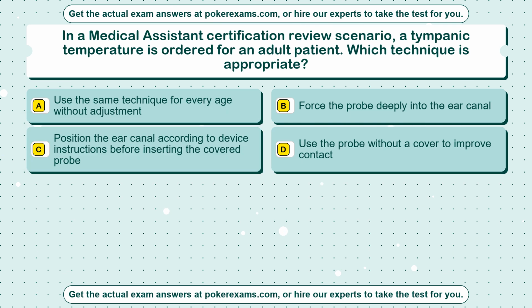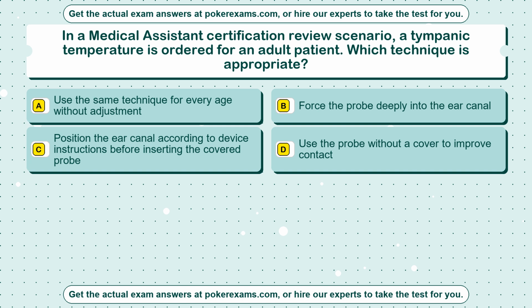Question 7. In a medical assistant certification review scenario, a tympanic temperature is ordered for an adult patient. Which technique is appropriate? Option A. Use the same technique for every age without adjustment. Option B. Force the probe deeply into the ear canal. Option C. Position the ear canal according to device instructions before inserting the covered probe.